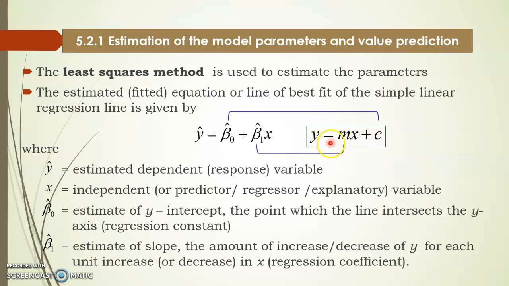The only difference here is, if we recall, y equals mx plus c. M here is the slope, right? This is the gradient. But in statistics, we don't use m, we use beta hat 1.